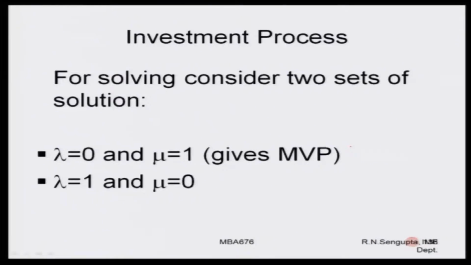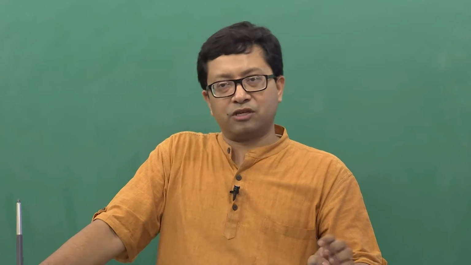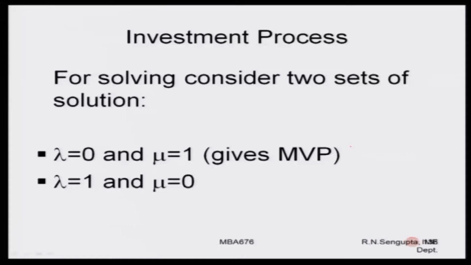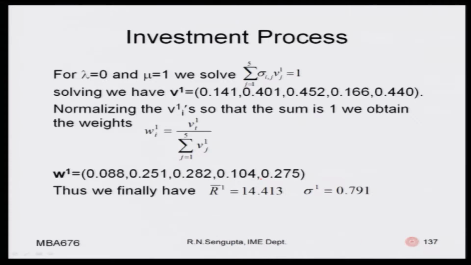Now, for solving for the two sets of solution, if you remember, initially we had taken the Lagrangian, and I had mentioned the Lagrangian for lambda and mu. It can be proved that when lambda is 0 and mu is 1, it will always give you the minimum variance point, and when lambda is 1 and mu is 0, it will give you the other extreme point, which is for the maximum case. So this is the minimum variance point, which is here, and the point with the maximum value would be given by the case when lambda is 1 and mu is 0. For lambda 0 and mu 1, if you solve this equation, you get the set of weights which is given.